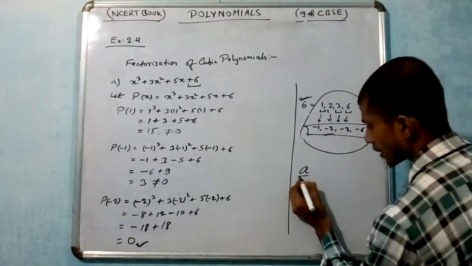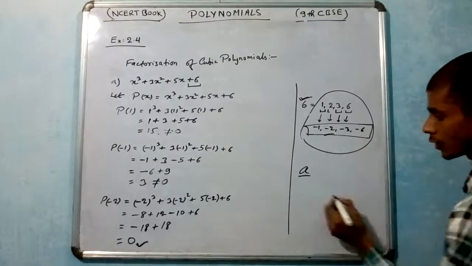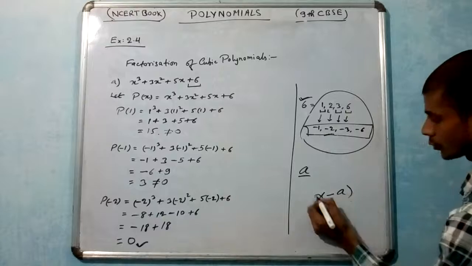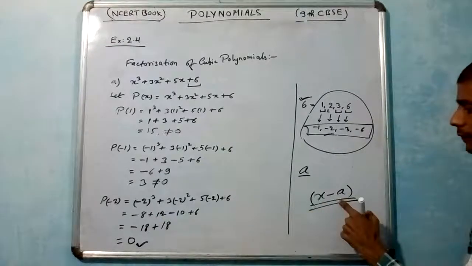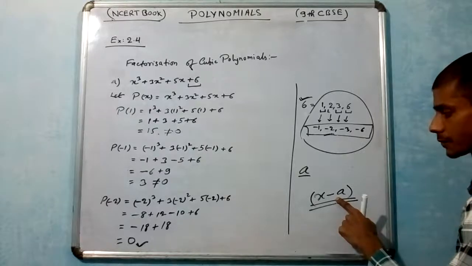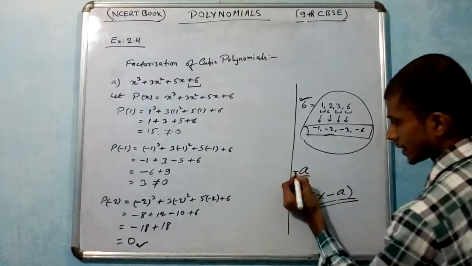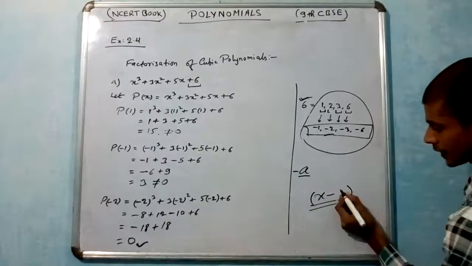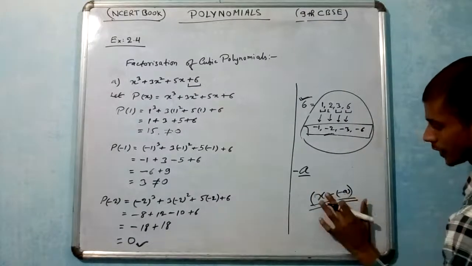So if a is the zero of the polynomial, how can we make the factor from this polynomial? X minus of that zero. X minus a will become the factor. If a is the zero, x minus a is the factor. If minus a is the zero, then x minus of minus a will finally become x plus a.